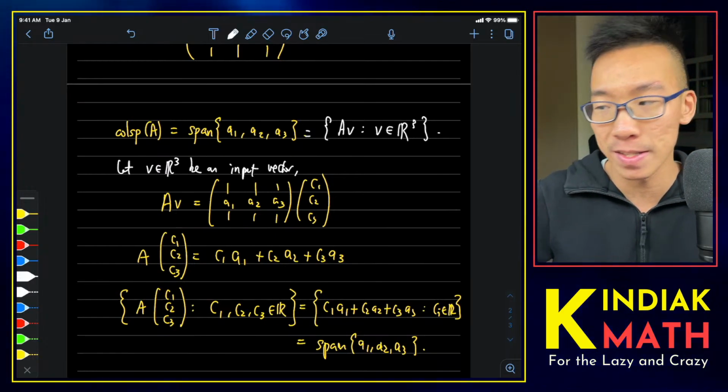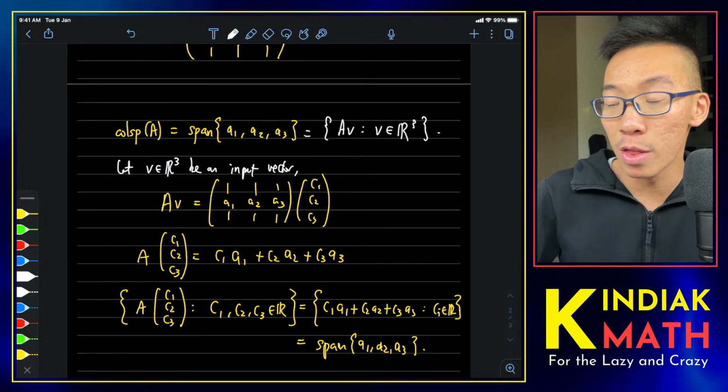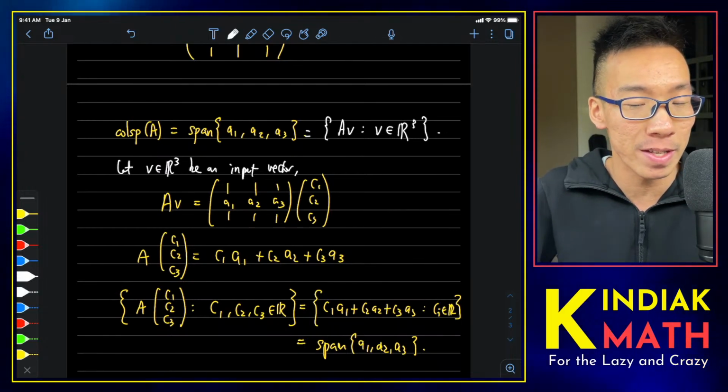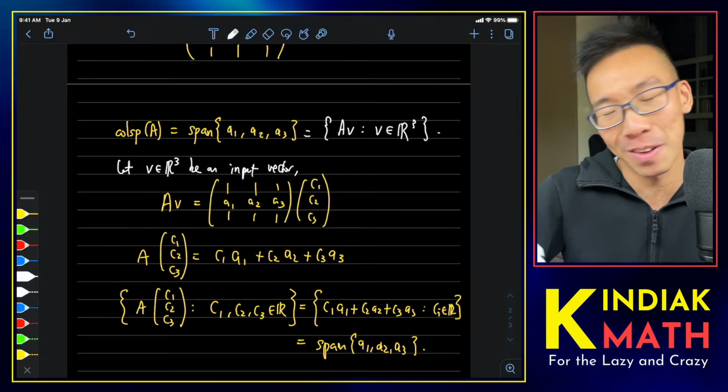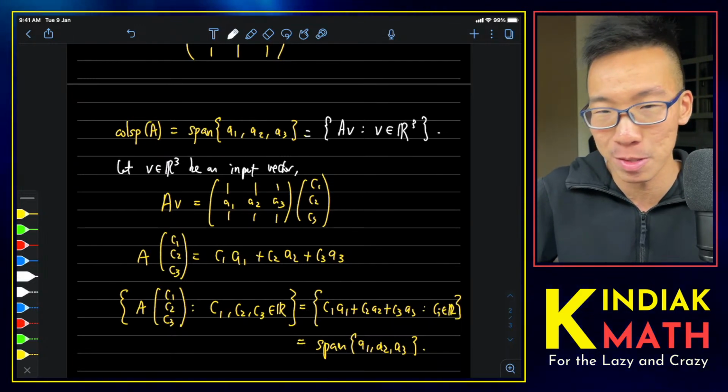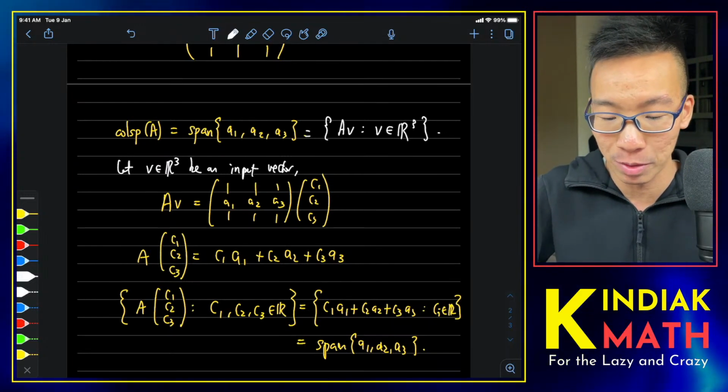Now the column space itself, that's the column space. The row space has its purpose as well, and it's linked to this notion called the null space. So since we're on the topic of column space, row space, and null space, let's look at all of them together.